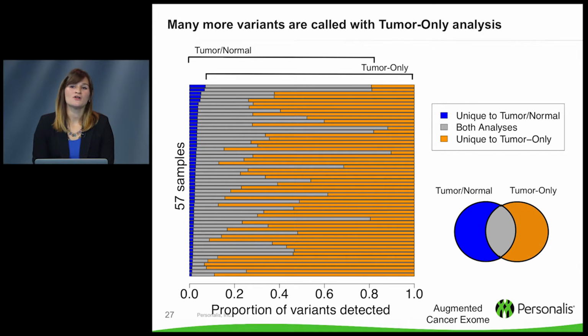Now again, we ran all of our samples through both our tumor-normal and our tumor-only pipelines, and then we compared the variants detected by each. So in this graphic, for each tumor, which is a row on this plot, in blue are the variants called by tumor-normal analysis, in orange are the variants called by tumor-only, and in gray are the variants detected by both. And as you can see here, there are many more variants called with our tumor-only analysis that are not called with our tumor-normal.